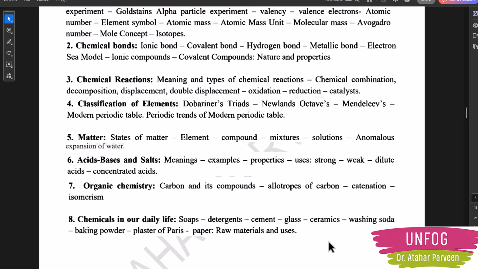Then organic chemistry. Organic chemistry, like we all know, it is the study of carbon and its compounds, right? And then we have chemicals in our daily life. Like there are chemicals everywhere around us, right? Like we have chemicals in our soaps, chemicals in our detergent, chemicals in our toothpaste. There are chemicals around us everywhere. So how are we using chemicals in our day-to-day life? We'll study about that in this chapter.